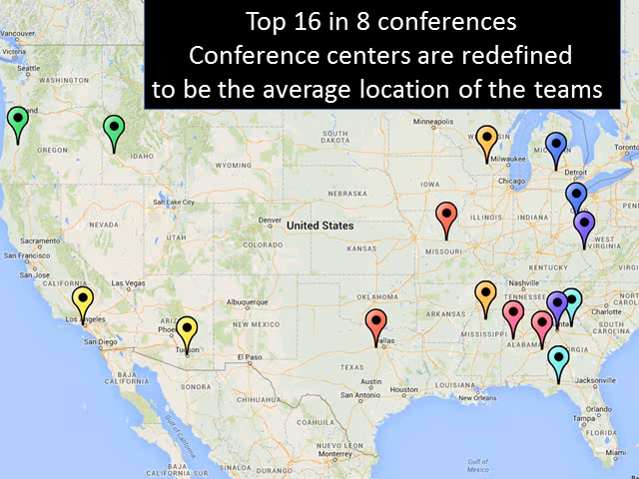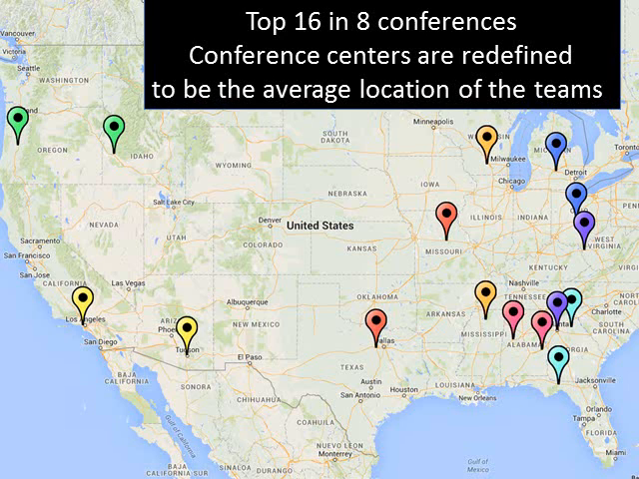So here's what we have. Here's the top 16 teams in 8 different conferences. And now before we add the third team, what we're going to do is we're going to look at each conference, and the new center of the conference is going to be the average of the locations of all the teams. So in between these 2 yellow teams, that's going to be the center of the yellow conference.